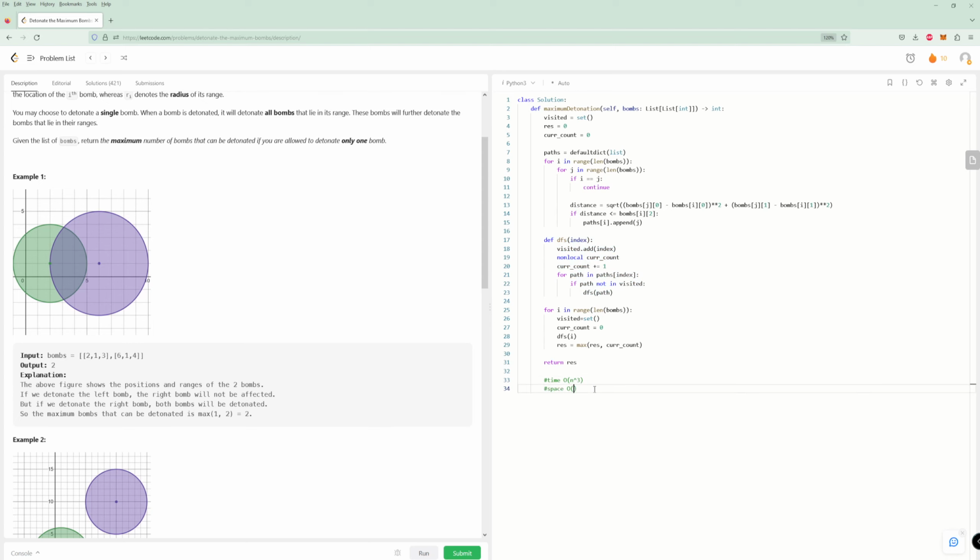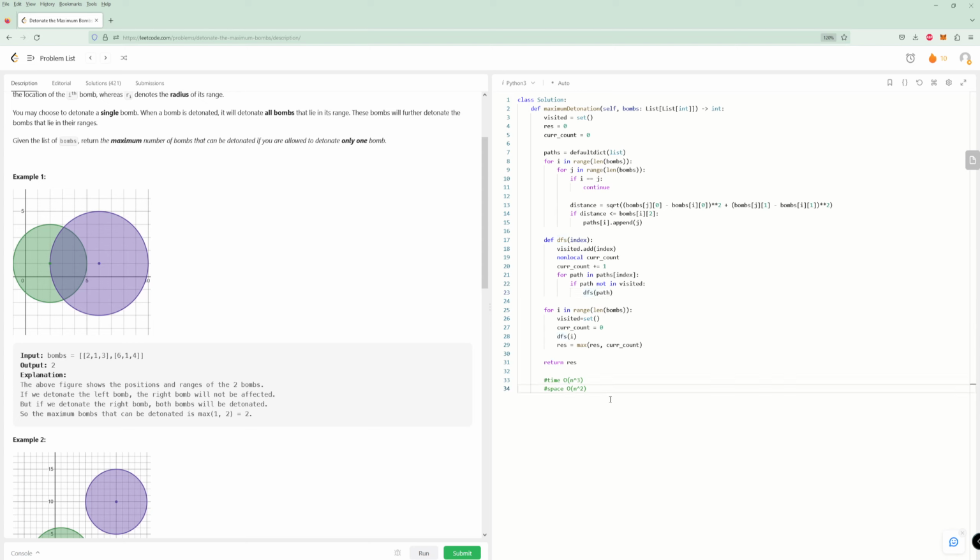And then for space, well, what do we have? We have a visited set, which is just big O of n, since we can only visit each index one time. We do have this paths thing. If every node is connected to every other node, I think that would be big O of n squared, because for the keys you'd have every node, and then you'd have a list of every node as well. So that would be kind of like a nested for loop. And DFS max depth would be n if you started at the first node.